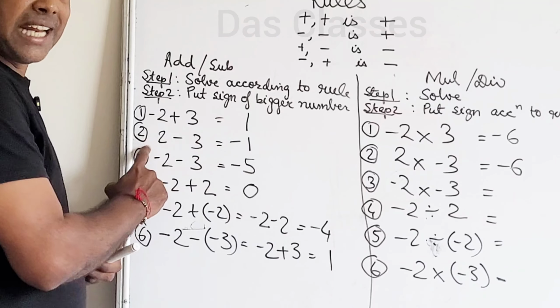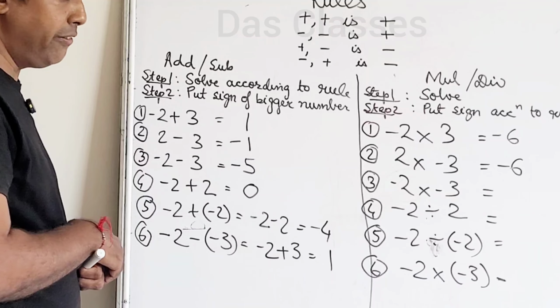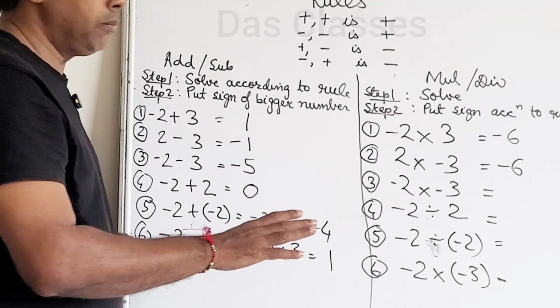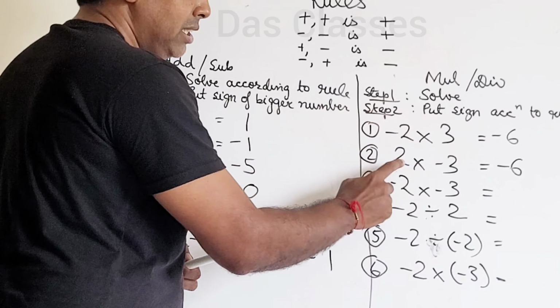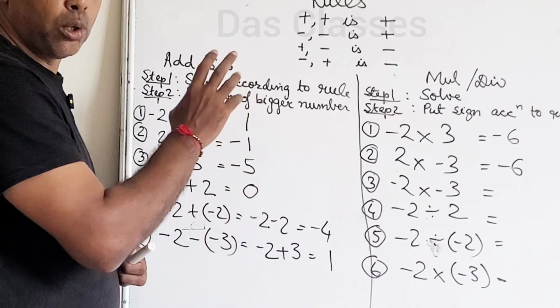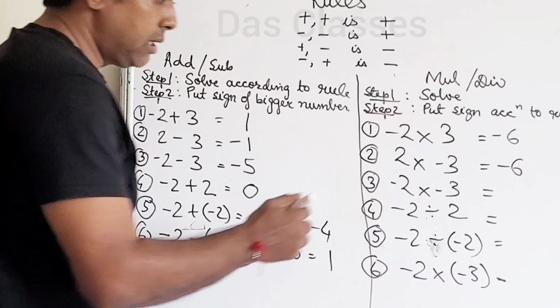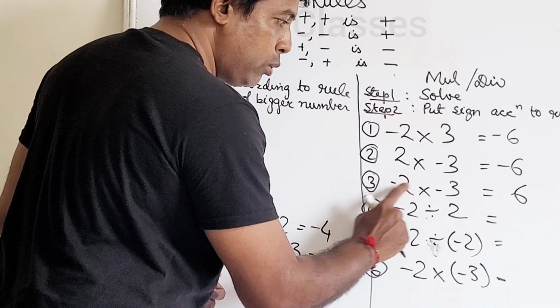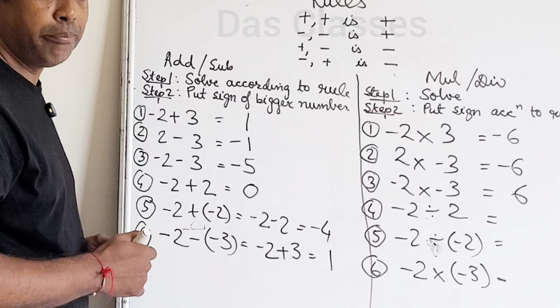So see the difference in addition, subtraction and multiplication, division. Over here, it's not the big number or small number. It is about the sign of the two numbers. According to the rule, we put the sign. Next number, 2 3s are 6, step 1, and then put sign according to the rule, minus minus is plus, so it's going to remain plus.